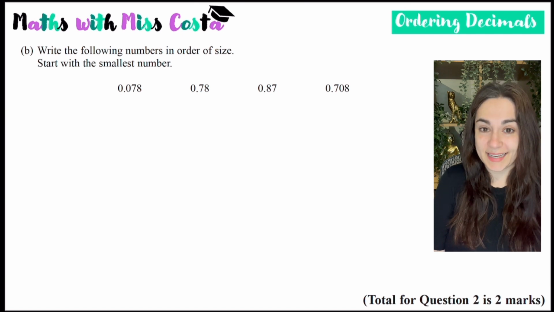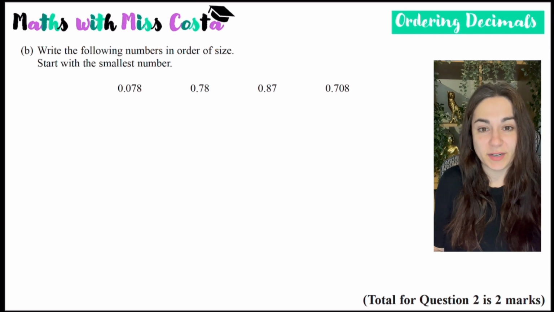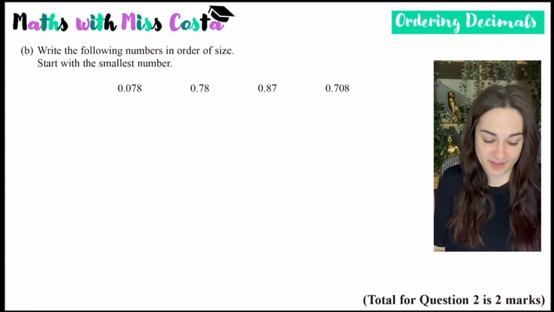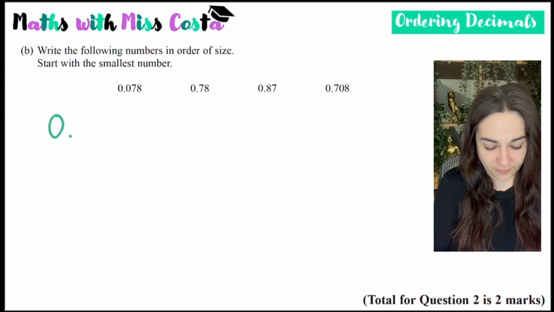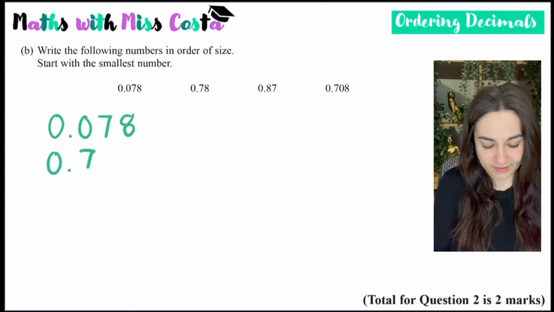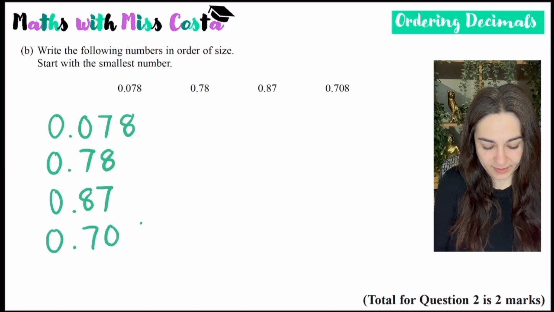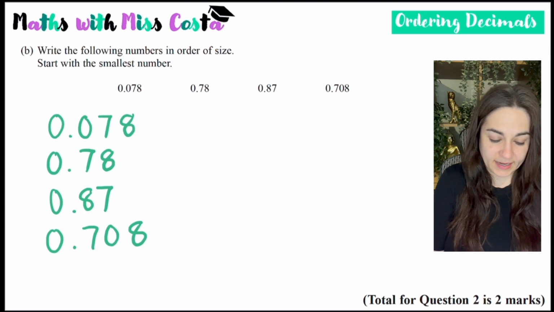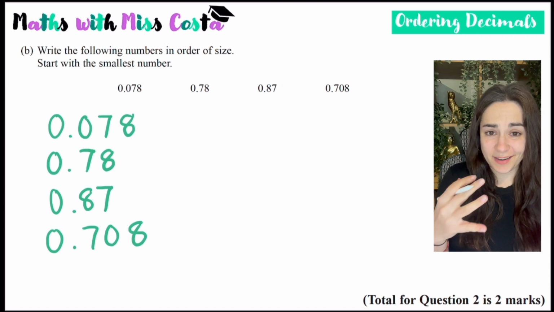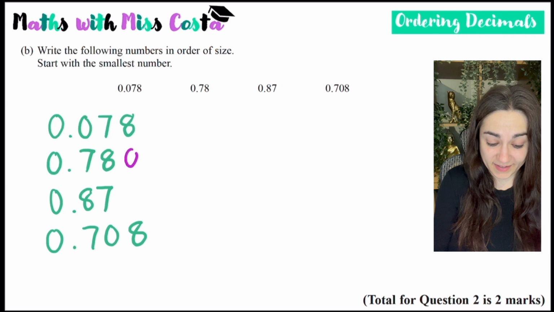Next, I'm ordering decimals. So this is a little bit trickier and it's really helpful to line them up so we can compare their place value. So I've got 0.078, I've got 0.78, I've got 0.87, and then 0.708. Now, with ordering decimals like this, it's kind of helpful to just fill in zeros for any of the place value where there isn't anything there.